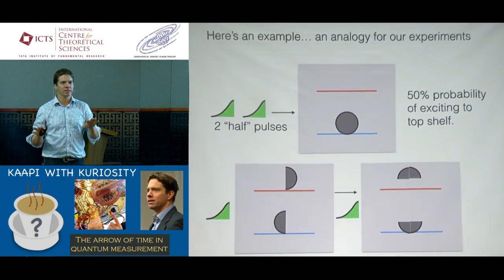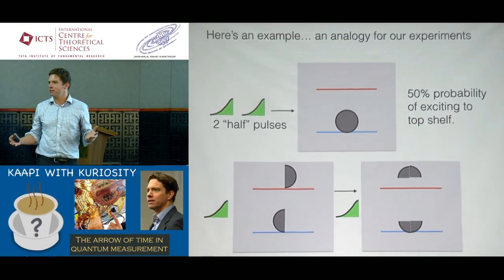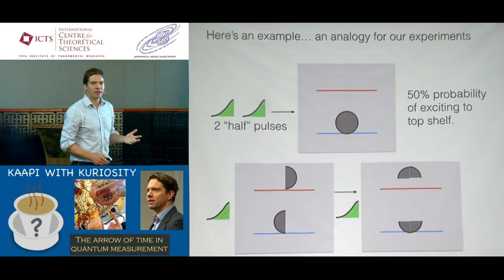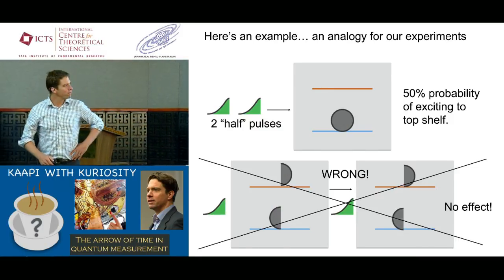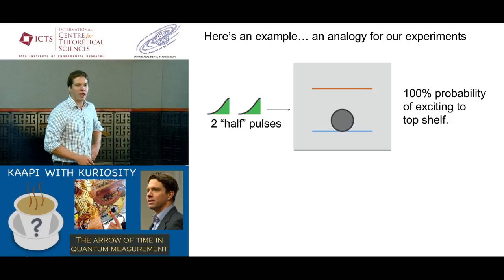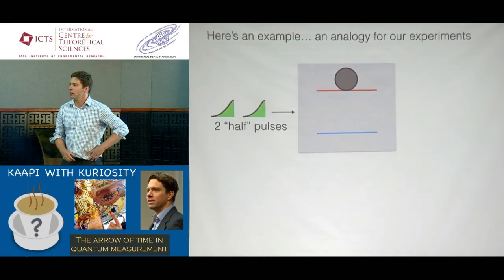Does that make sense? That seems like a fairly straightforward argument. Okay, turns out that's not what happens. What we find is that when we send in two half pulses, the ball always goes to the top shelf.